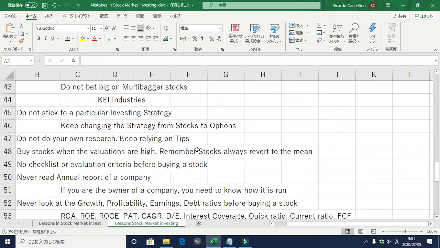Another mistake is that investors do not stick to a particular investing strategy. They tend to keep changing the strategy. For example, they change from stocks to options, and from options and futures back to stocks. The next point, again, I like to repeat, is to invest based on your own research. Don't rely on tips. Another common mistake is buying stocks when the valuations are high. Remember, stocks always revert to the mean.